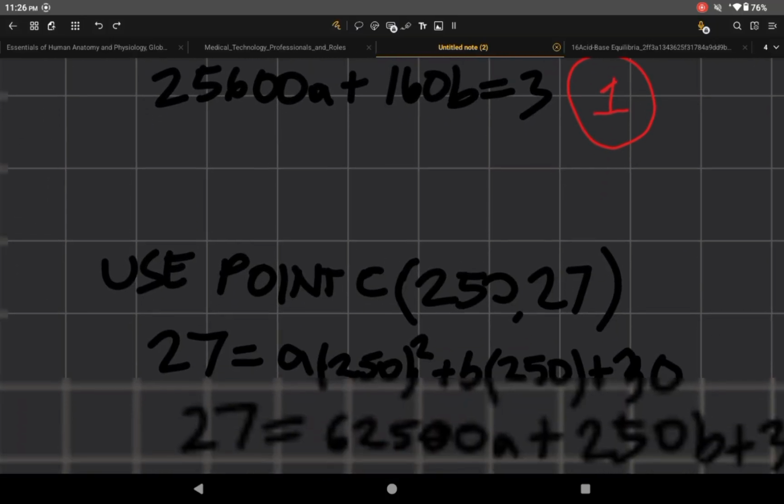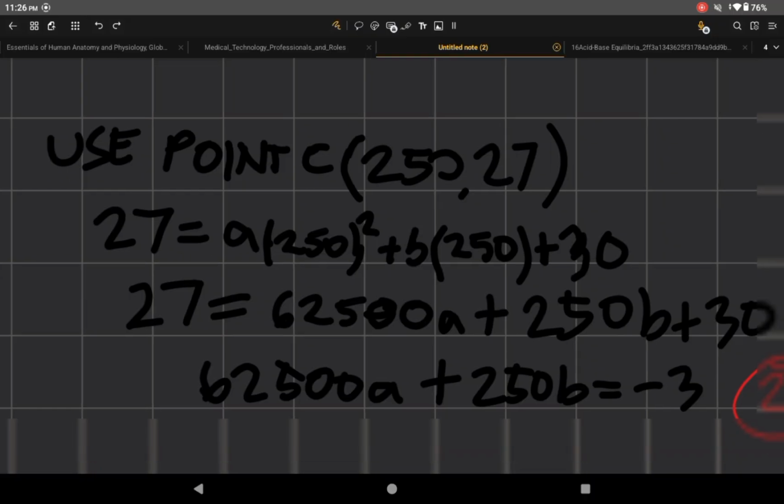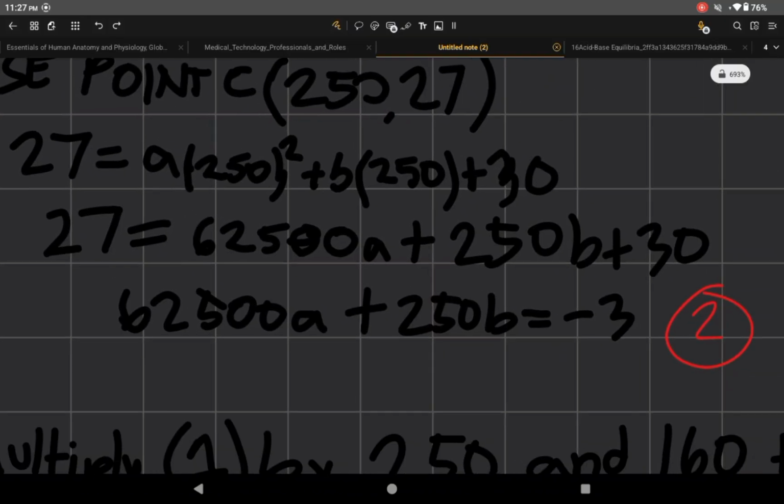Now we solve for point C. Its x and y is 250 and 27. Same thing, substitute using the formula with the coordinates of point C, 250 and 27. Then you'll have the second equation, which is 62,500a plus 250b.